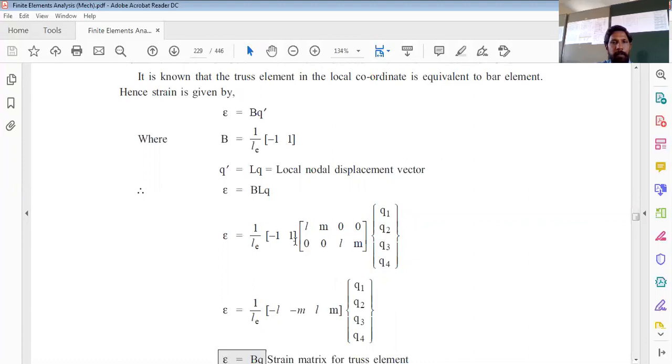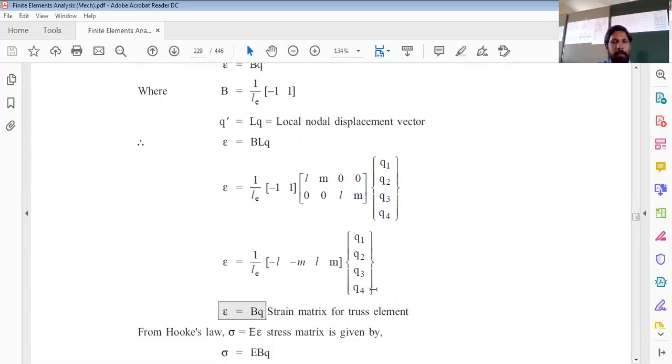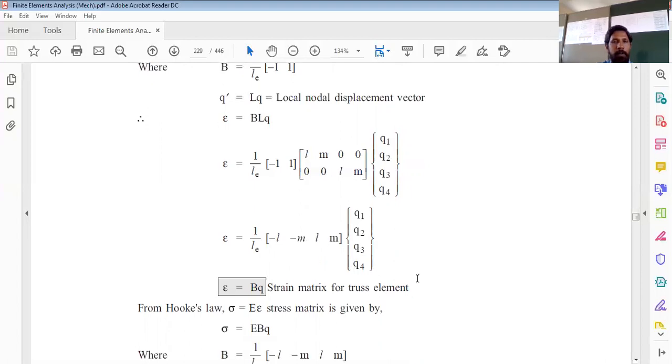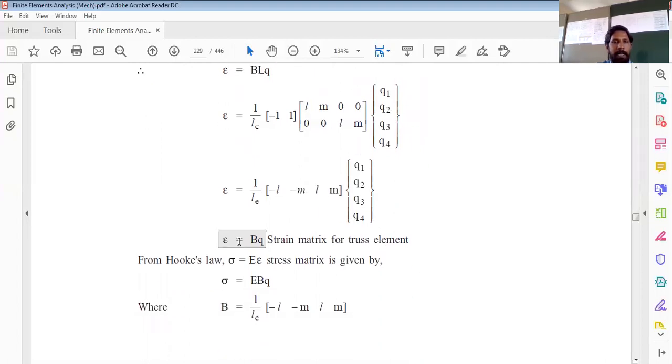So therefore, if you multiply these two matrices, epsilon will be 1 by length of element in the matrix of minus L, minus M, L, M, multiplied with the global displacement vector consisting of Q1, Q2, Q3, Q4. So here the term 1 by length of element minus L minus M L M represents B, or the strain displacement matrix for a truss element with respect to global coordinates. And Q1, Q2, Q3, Q4 is the displacement vector with respect to global coordinate system. So epsilon is equals to B into Q is the strain matrix.